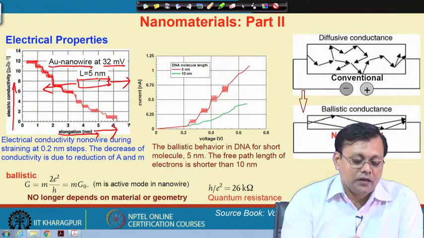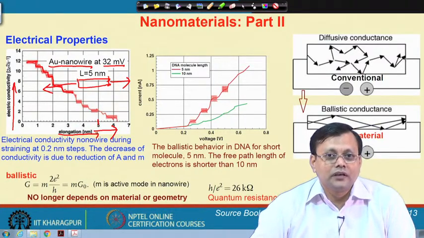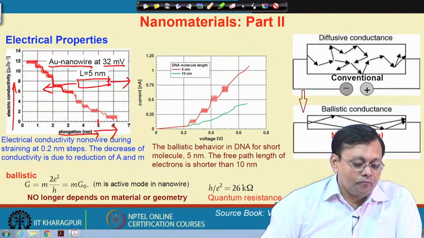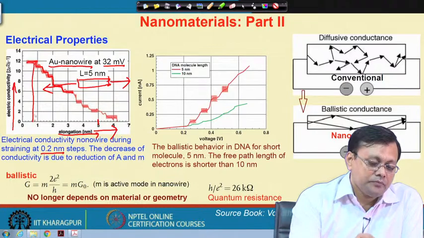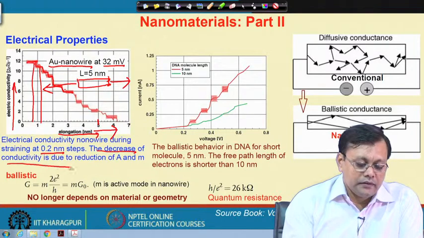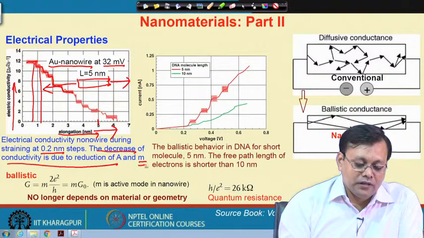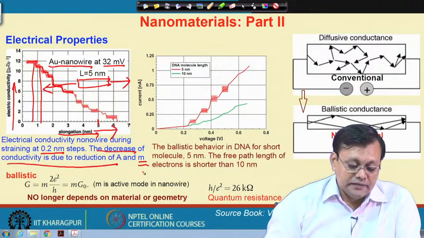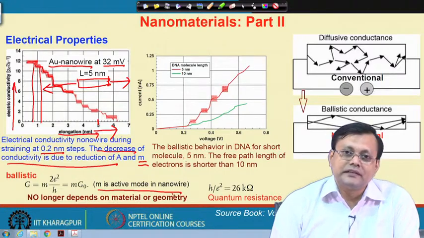So, from a 5 nanometer wire we get another 5 nanometer length change, almost like 100% plastic deformation, and during straining at a step of 0.2 nanometer. So, each and every step is linked with 0.2 nanometer. The decrease of the area decreases the conductivity, as well as the stepwise movement is linked with the active mode. Okay. So, M is the mode. So, here this active mode of the nanowire also decreases, and that is why the conductivity actually decreases. That is the reason.